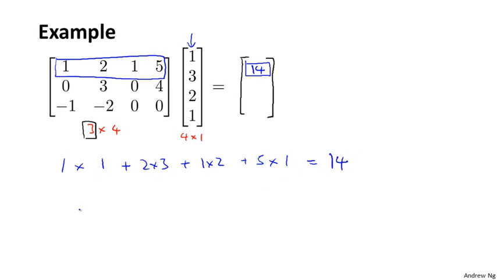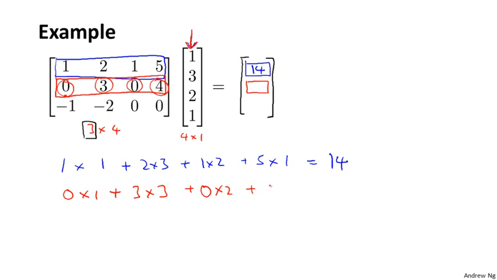And then for the second element, I'm going to take this row now and multiply it with this vector. So I start with 0 times 1 plus 3 times 3 plus 0 times 2 plus 4 times 1, which is equal to, let's see, that's 9 plus 4, which is 13.